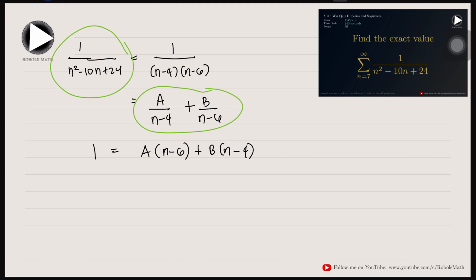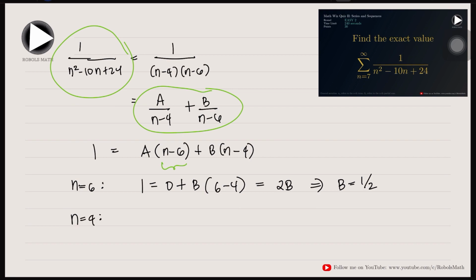We do that by substituting the values that make the n terms 0. Let's say n equals 6. When n equals 6, this term here becomes 0. So we have 1 equals 0 plus b times 6 minus 4, and that's equal to 2b. This means that b is equal to 1/2. With n equals 4, we get 1 equals a times 4 minus 6 plus 0, equals negative 2a, which means that a is equal to negative 1/2.